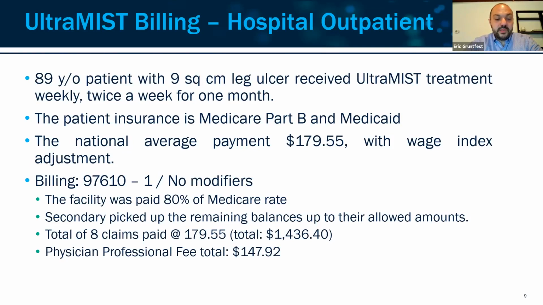97610 CPT code was billed as 1 unit. There were no modifiers in this situation, meaning they did not bill any other codes, and no modifiers were needed in this case. The facility was paid traditionally by Medicare at 80%, and the secondary picked up any of the remaining balances. In the hospital setting, the Medicaid payment did cover the 20% additional reimbursement.